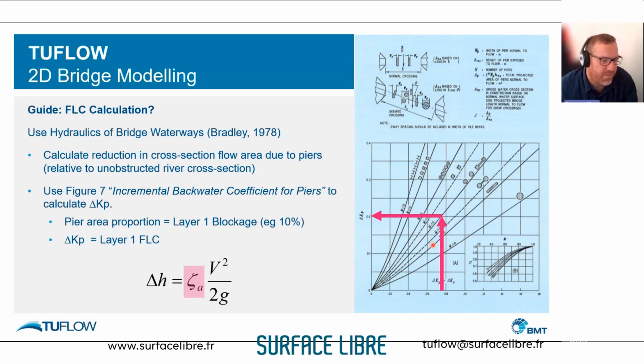So from a pier loss point of view, this kind of theory and the parameters used is pretty well known. What's less well known is the guidance on the form loss coefficients for decks and rails, so those are a bit more of a black art. However, we've been doing some research into this area with the Department of Main Roads in Australia, which I'll go over briefly now.